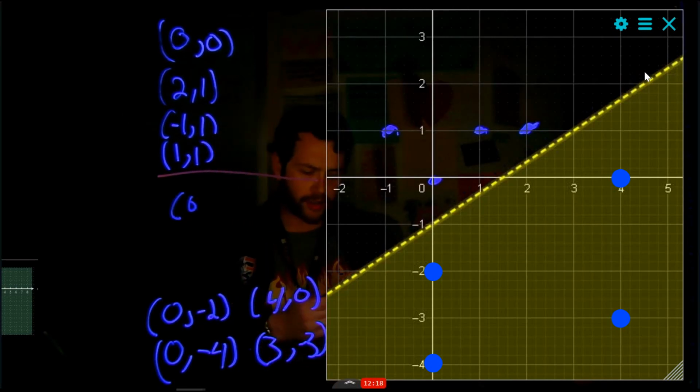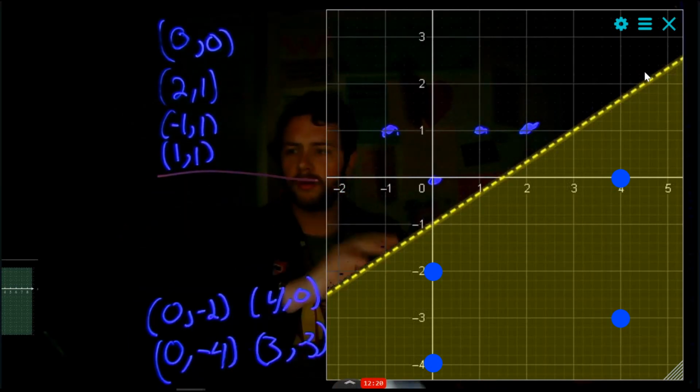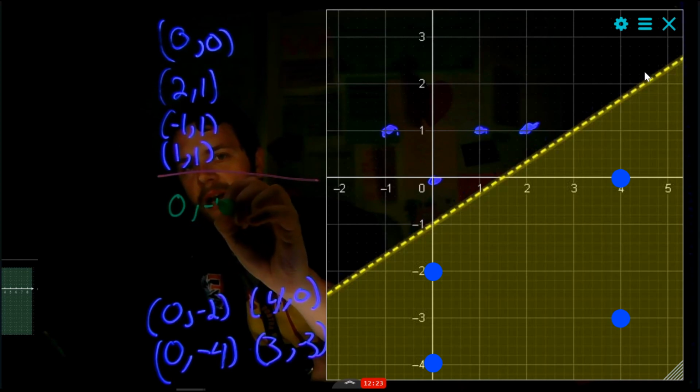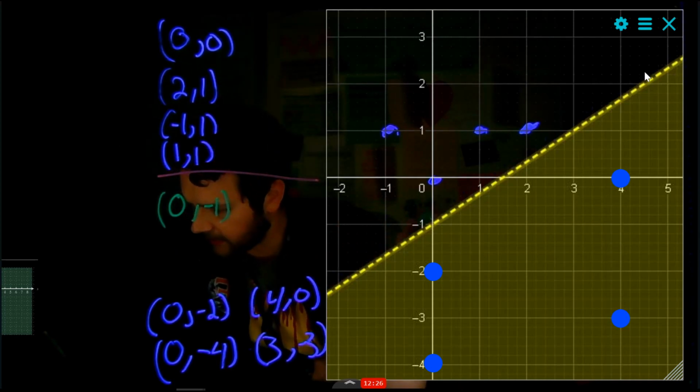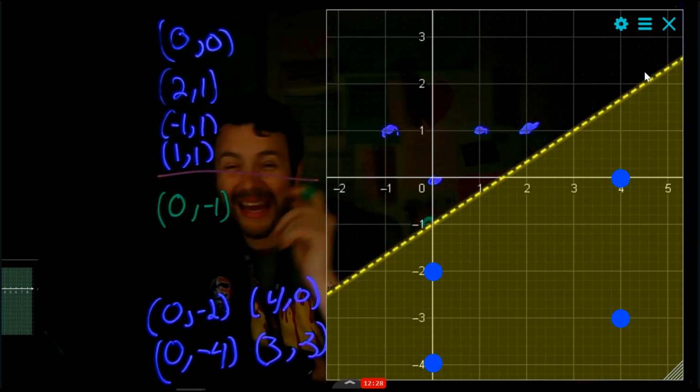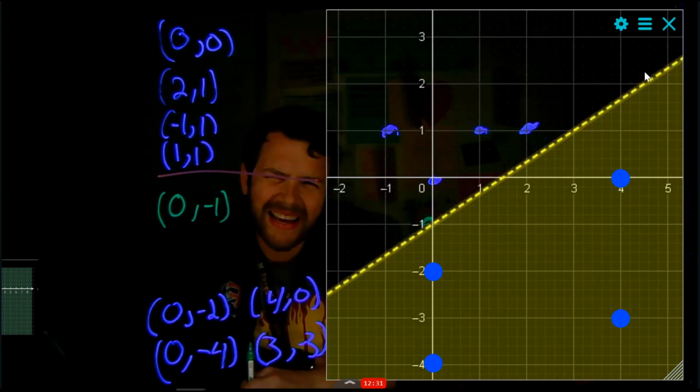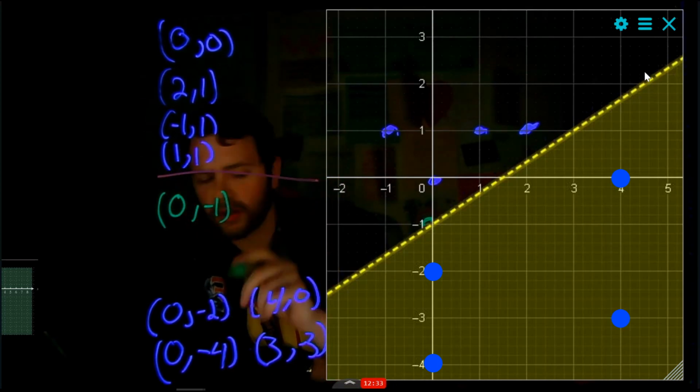I'm going to change colors so you know I'm talking about something a little bit different here. What about this point, 0 and -1? It is the y-intercept, and it's on the dashed line. Is it in the solution or not?